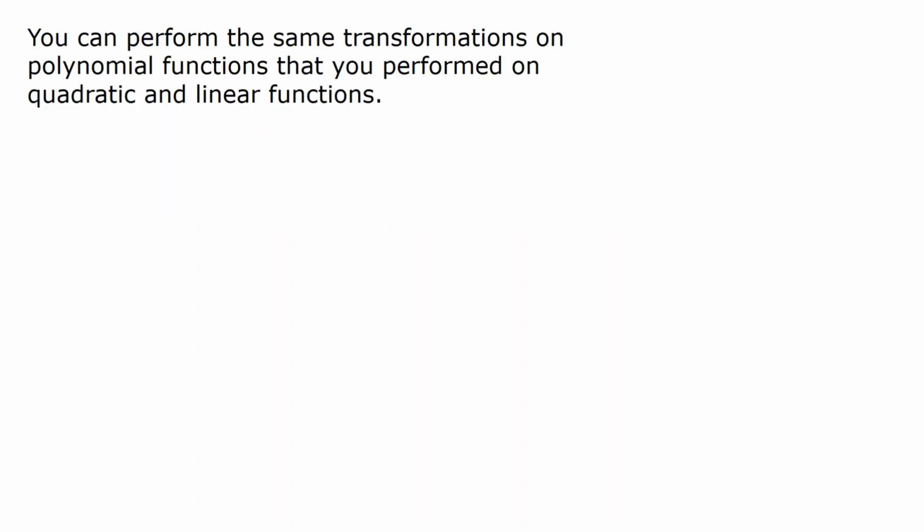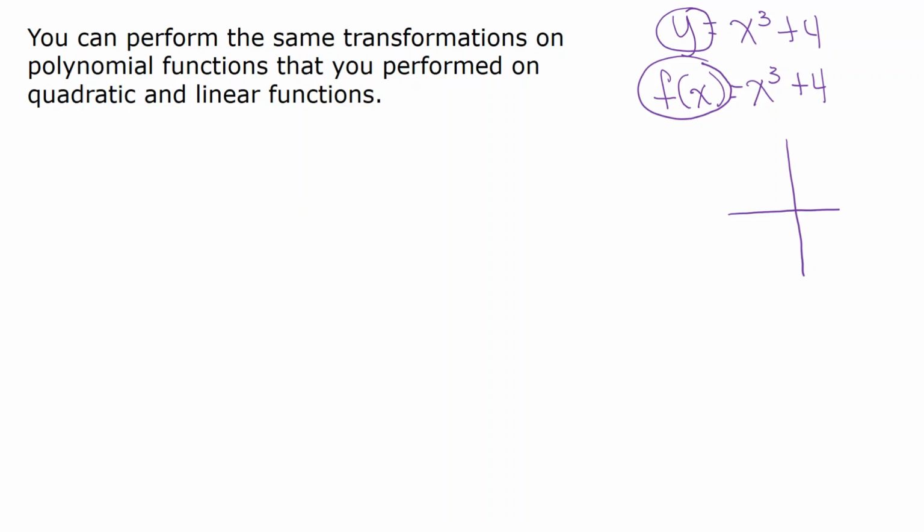You can perform the same transformations on polynomial functions that you performed on quadratic and linear functions. Let's talk for just a minute. If you had the equation y equals x to the third plus 4, that can also be written as a function. Let's say f of x is equal to x to the third plus 4. And in these two, f of x and y mean the same thing. They're both talking about what's happening in the vertical on our x and y coordinate plane.